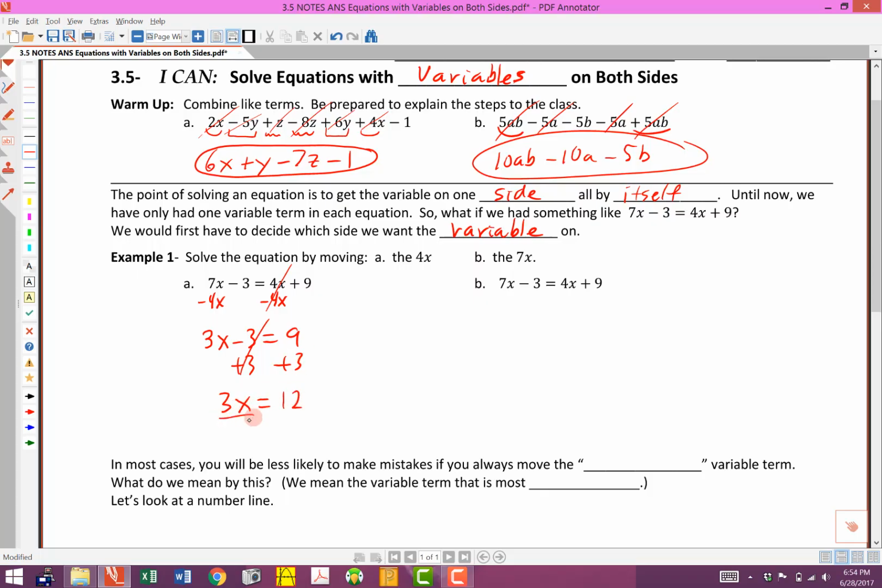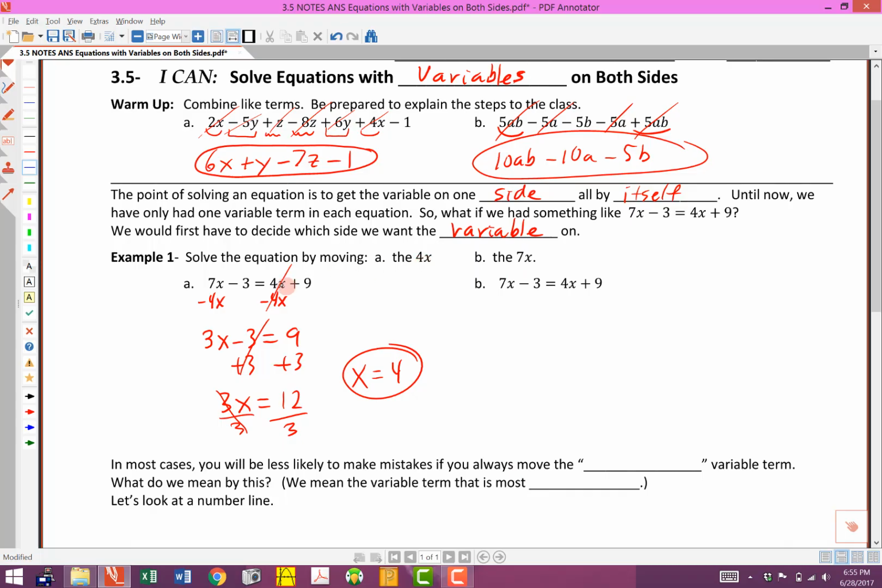And then I'm going to undo the multiplying by 3 by dividing both sides by 3. Those cancel to be a 1. So I end up with x equals 4. So that's the answer. Now again, we could plug that in and double check and make sure that it actually is the solution. But let's move on to this one right here, and let's do this the other way.